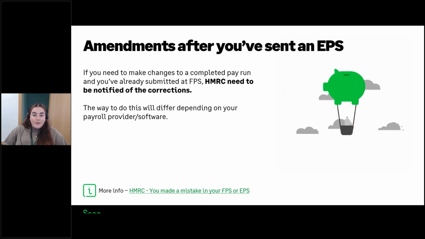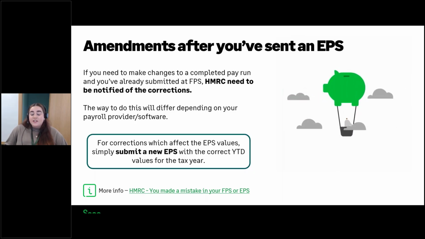But as for the EPS, so if your corrections have affected those year-to-date values for your statutory payments or CIS deductions and things, you will just need to send another EPS with the updated year-to-dates. So as long as you've not missed the deadline for the tax month, you can just send that again. But as we've learned, if you do miss the deadline, you have missed it by the 19th of the next month, you can just send a new EPS next period, and that will include the year-to-date values. So it will include all of the prior tax months in the current tax year.